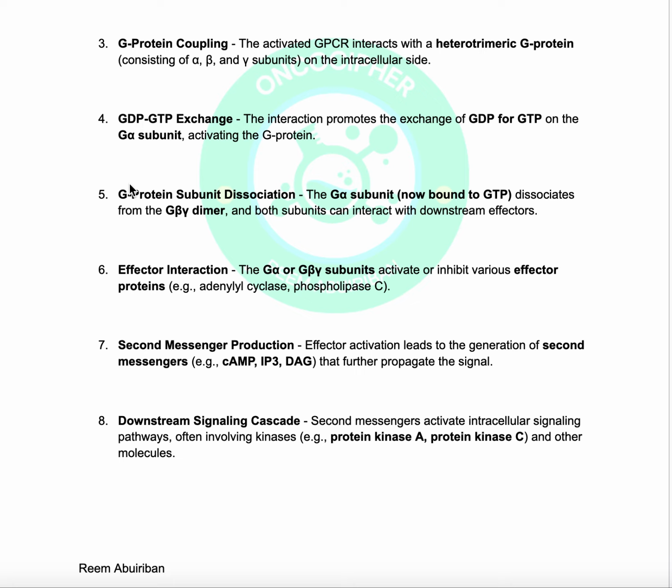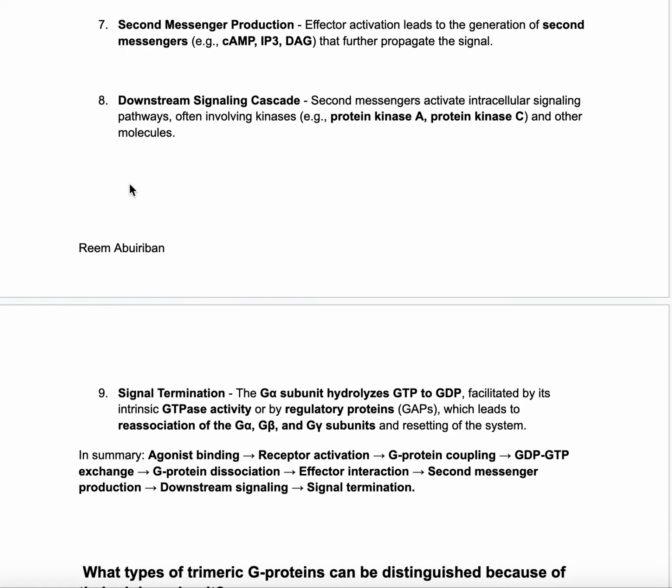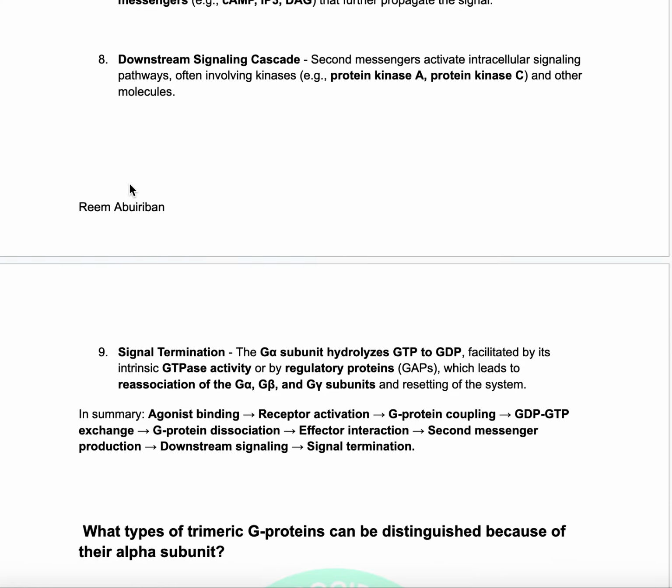So many events happen so quickly. So in summary, I can say, then the signal termination: the G alpha subunit hydrolyzes GTP to GDP, to the inactive state, and that is facilitated by its intrinsic GTPase activity, because it contains what is called GTPase activity, or there are regulatory proteins. Then it changes GTP to GDP, and that leads to the reassociation of the alpha, beta, gamma subunits and resetting of the system, coming back together.